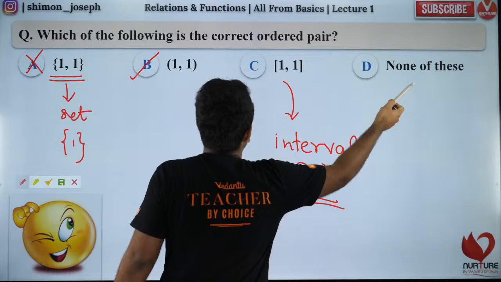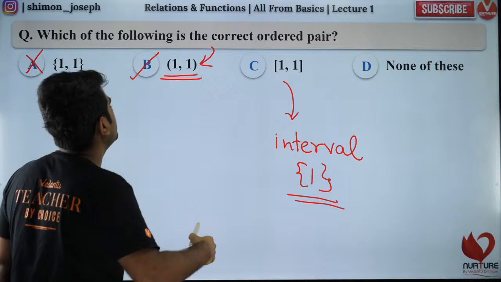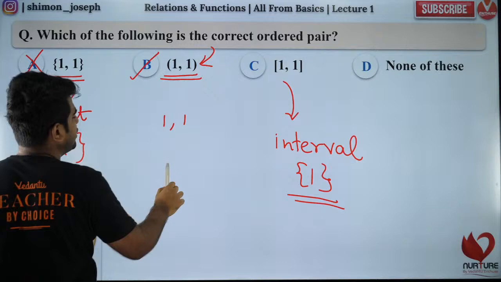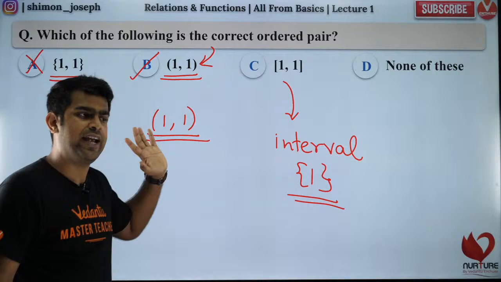So let's check B. B is absolutely correct because it follows the rule which I gave you in the previous slide. Whenever you want an ordered pair, you can have the same elements and they should be put inside open brackets. So that is what we call an ordered pair. Everybody clear? Shall we move forward? Can you all give me a thumbs up?